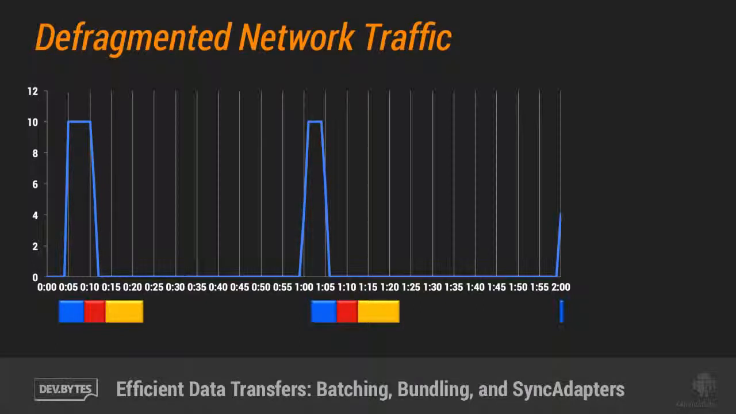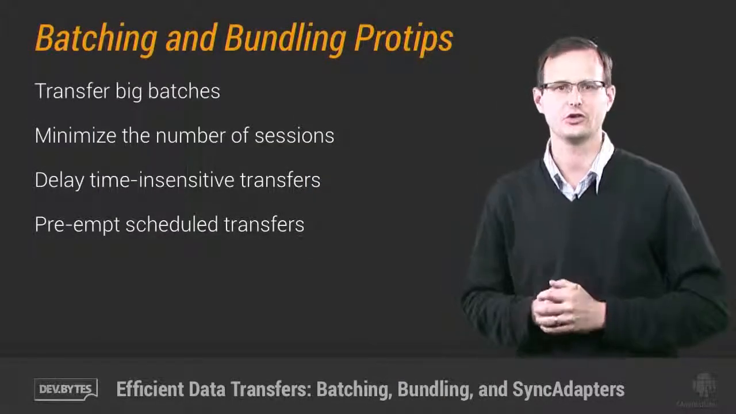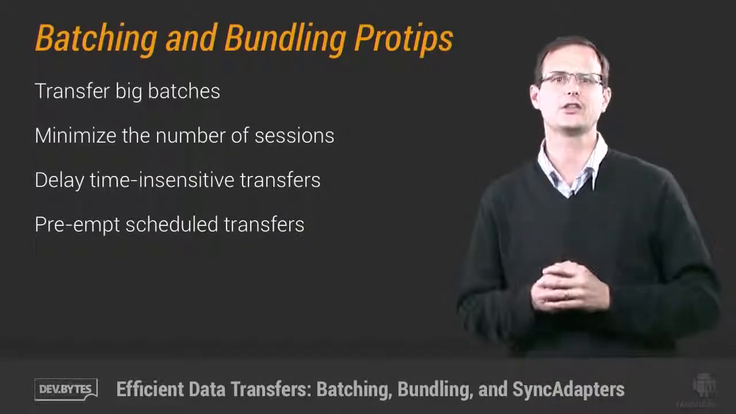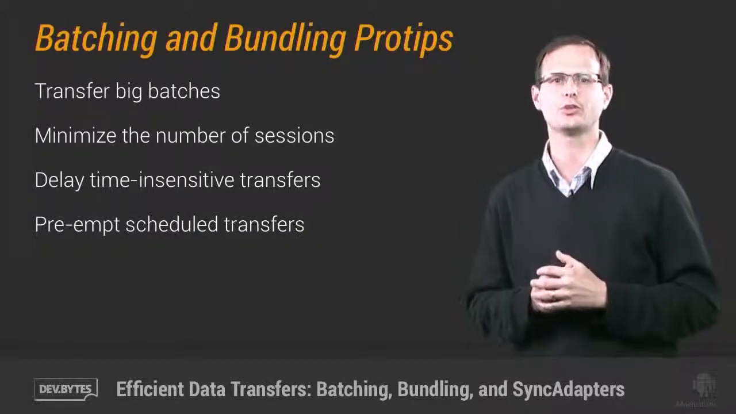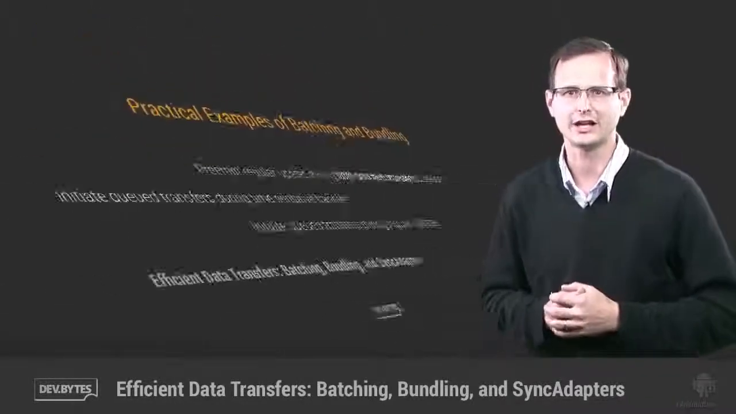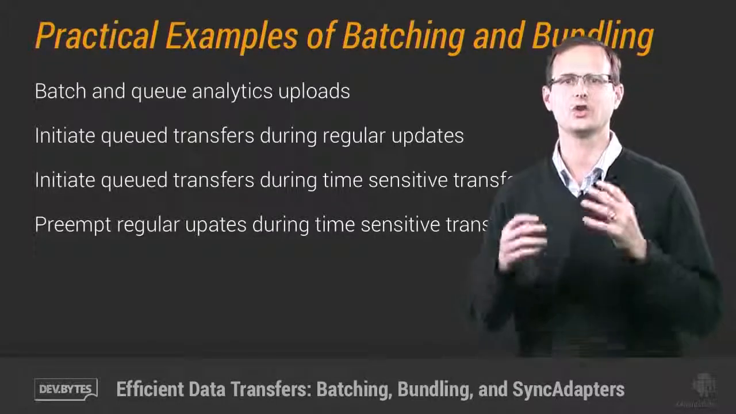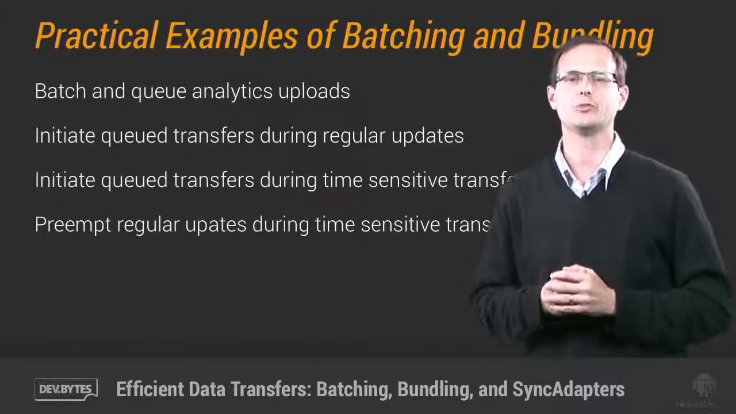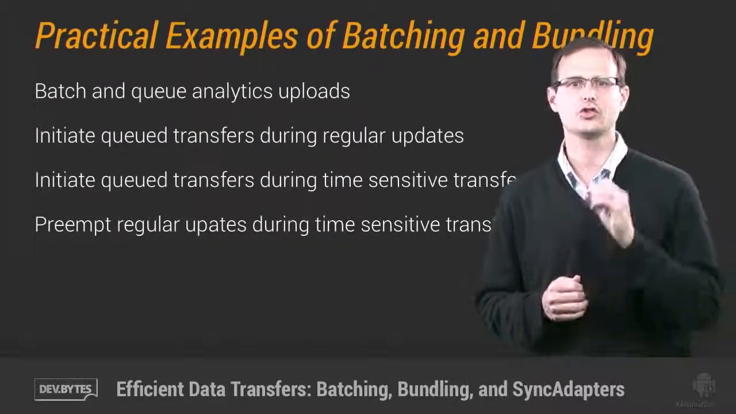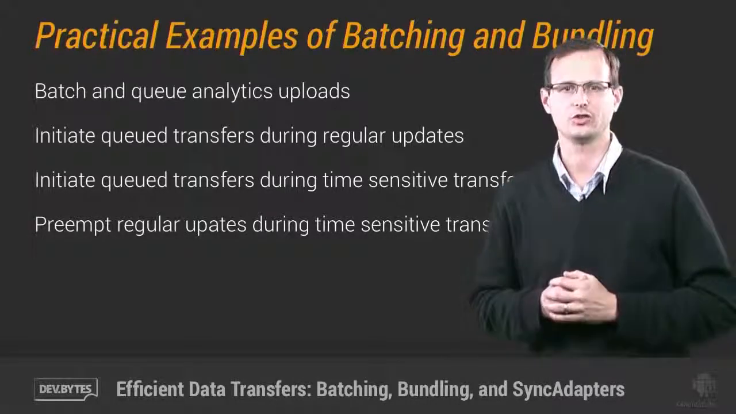The underlying philosophy is to reduce the number of transfer sessions by designing for a small number of large downloads. We can do that by batching up all of our delay-tolerant transfers and bundling them together with time-sensitive ones, potentially even preempting planned future transfers. For example, if your app uses analytics rather than uploading data as it's collected, you can bundle the results together, queuing them for later upload when your app performs a time-sensitive download. Similarly, any time-sensitive transfers should also preempt updates or prefetching scheduled to occur in the near future.